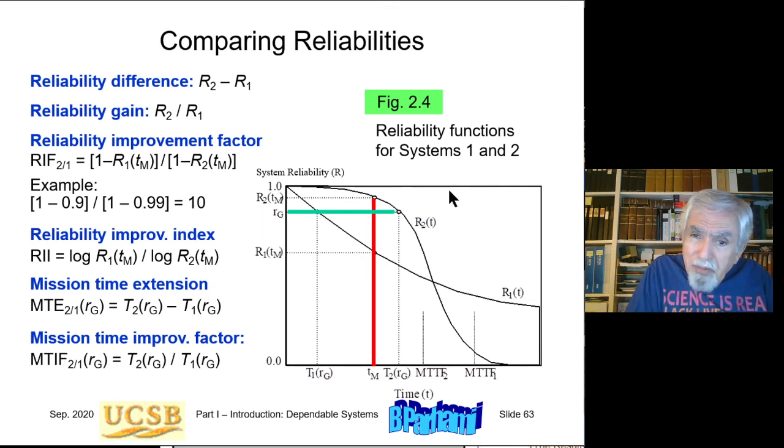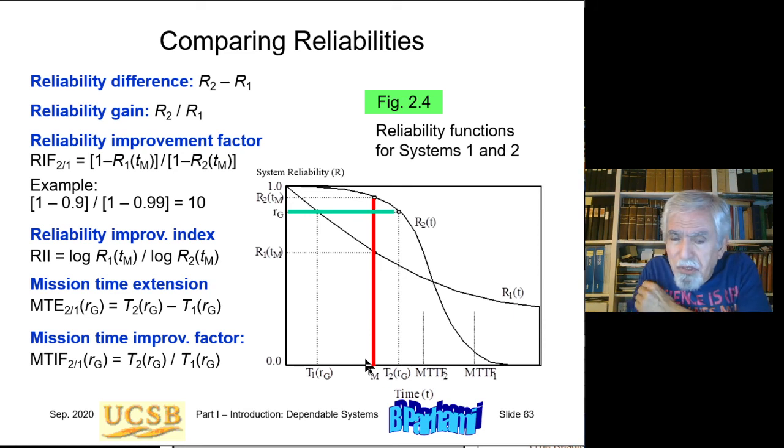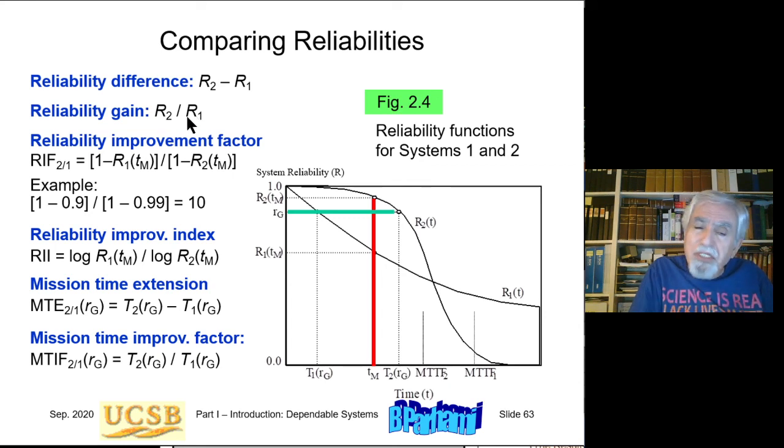Okay, so how do we compare reliabilities? Well, we take a particular mission time, Tm. That's basically the time the system is going to operate. And notice that reliability is this value for system 2, and it is this value for system 1. And this difference, the reliability difference, is a measure of how much more reliable system 2 is compared to system 1. The reliability ratio, the reliability gain of system 2 over system 1, is the ratio of these two numbers.